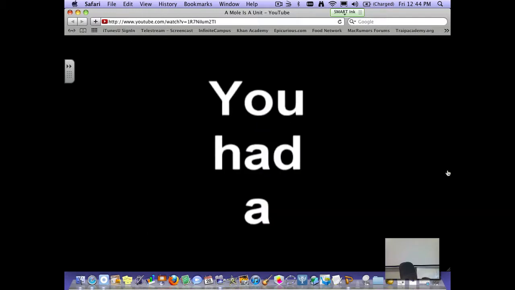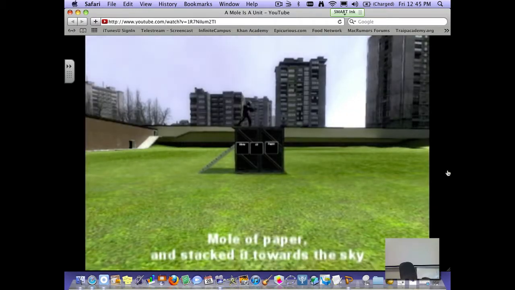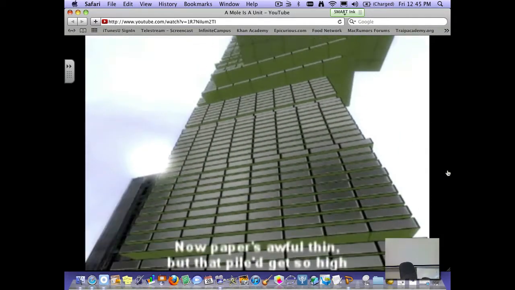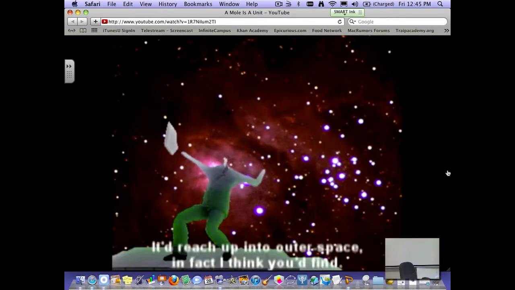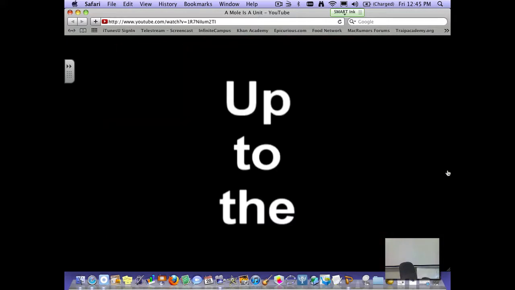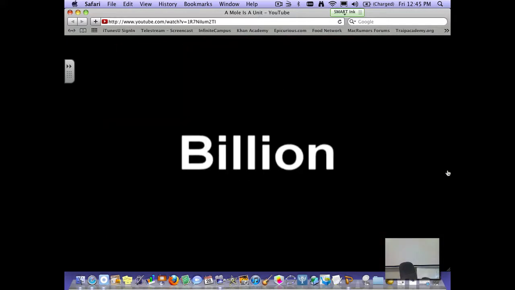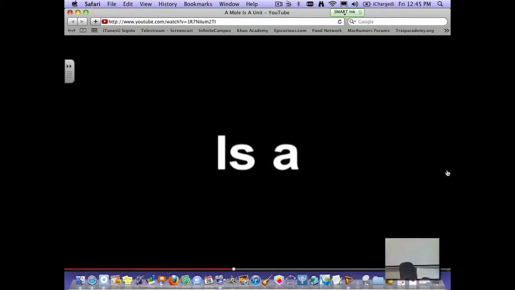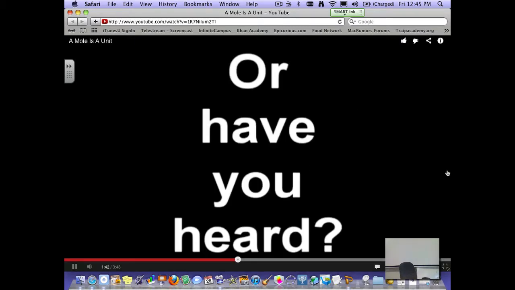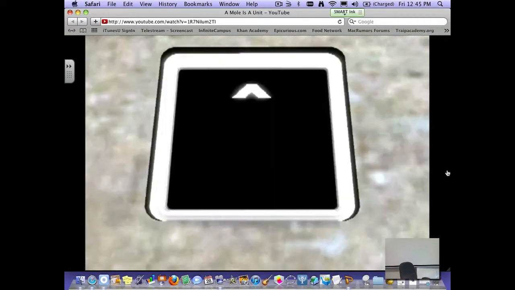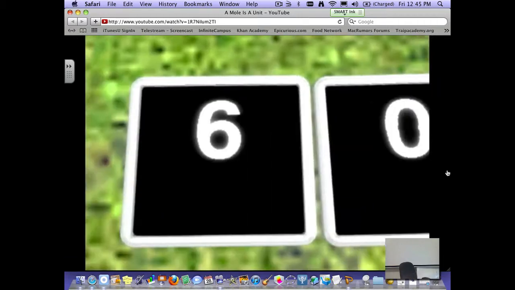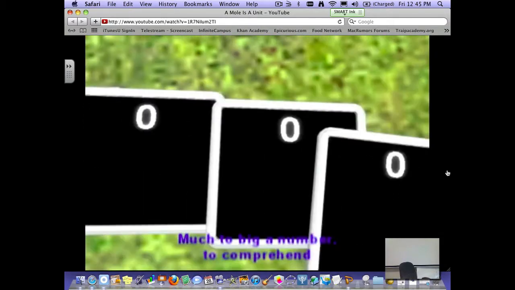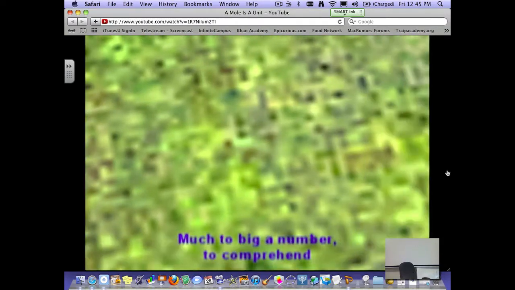Or say you had a mole of paper and stacked it toward the sky. Paper's awful thin, but that pile would get so high, it'd reach up into outer space. In fact, I think you'd find it'd go up to the moon and back 80 billion times. And a mole is a unit, well, have you heard, containing 6 times 10 to the 23rd. That's a 6 with 23 zeros at the end. Much too big a number to comprehend.